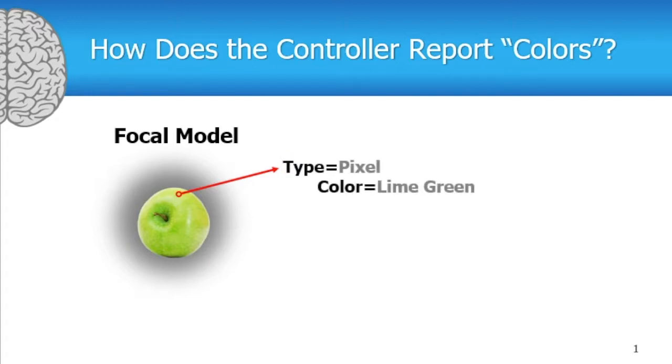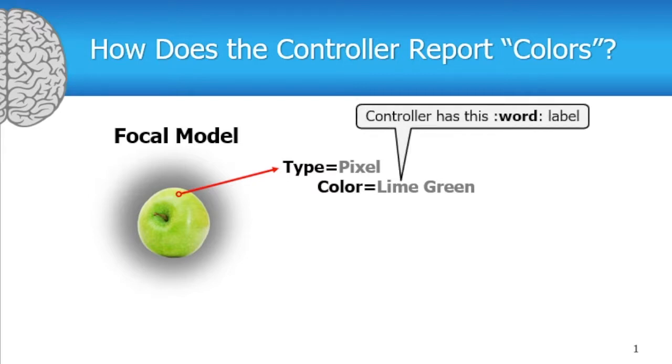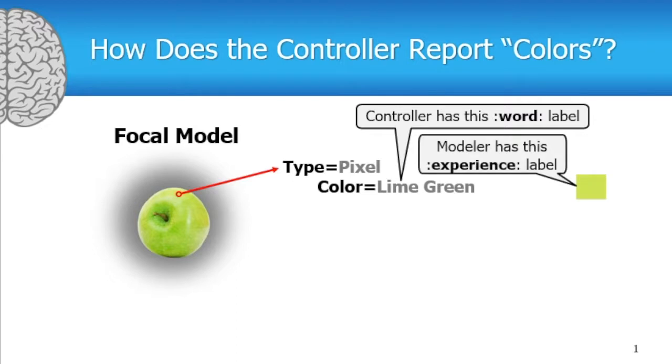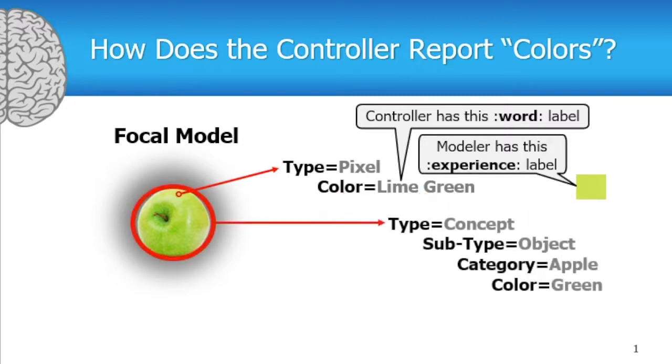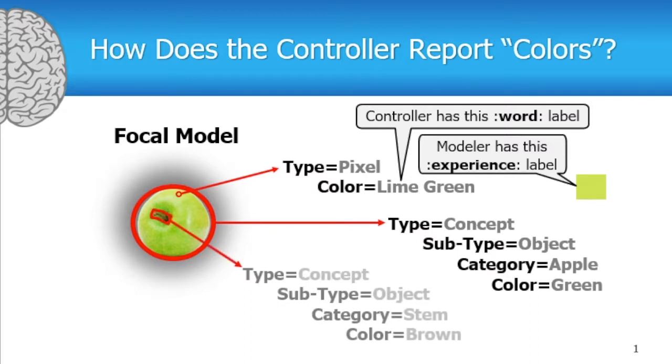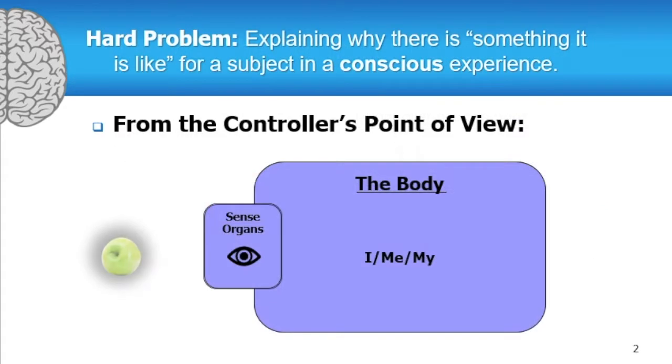For example, it would know there's a pixel type object here which has a color of lime green, and this is the word label for that color property. And at the same time, the modeler would have the experience label of that experience of the lime green color. So for the color property, there are two possible labels: the lime green word label or the lime green color experience label. Similarly, the object as a whole here would be a green apple object, and this would be the brown stem object. So let's look at the hard problem.